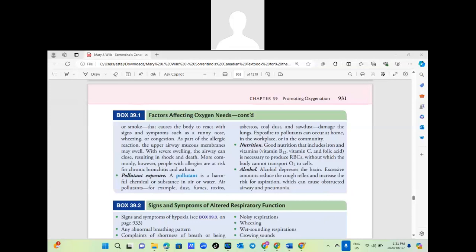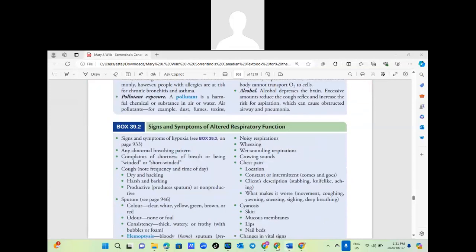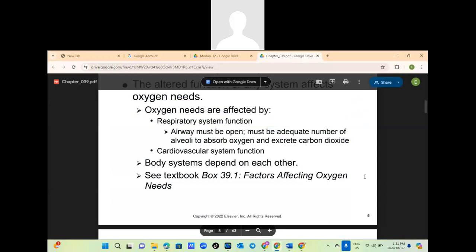Next is alcohol. Alcohol depresses the brain. Excessive amounts reduce the coughing reflex and increase the risk for aspiration, which can cause obstructed airway and pneumonia. Okay, so let me continue later with the signs and symptoms.